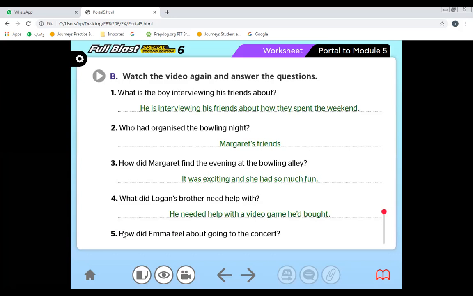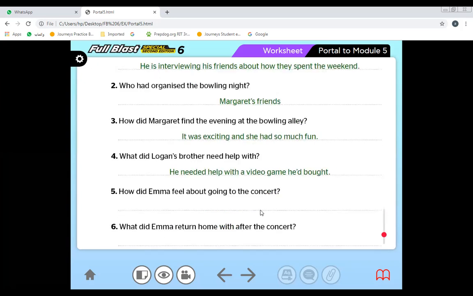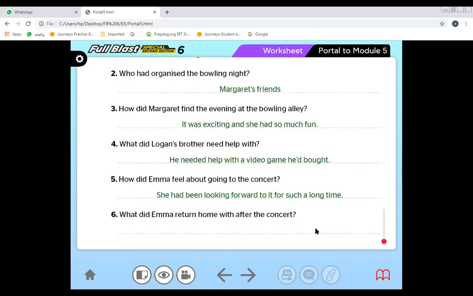Well done. Number 5. How did Emma feel about going to the concert? Did she like it or no? She liked it. She was so excited. Excellent. She found it much fun. So she had been looking forward to it for such a long time, means she liked it and she wanted it for a long time.